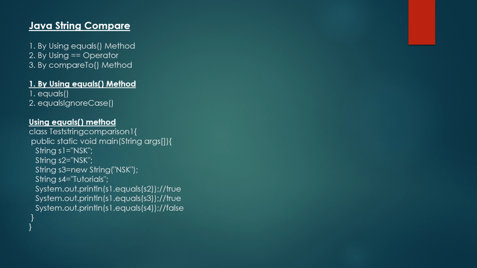When I do the comparison between s1 and s3, even though s3 I have created using the new keyword, which will store the object in heap memory, it will check the content, and the contents are the same here, so it will return the value as true. If I see s1 dot equals of s4, the contents are different. S1 is NSK, S4 is tutorial. So when I compare the content, it is different, so it will return the value as false.